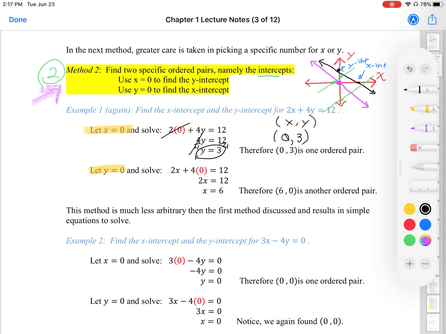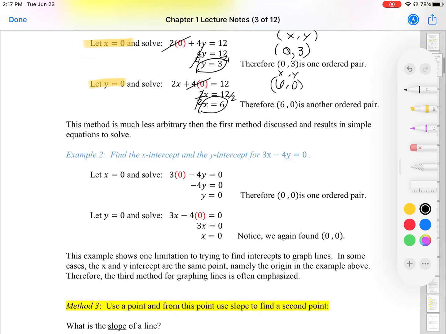Next, to find our x-intercept, let's let y be 0. All right, that's gone. It's 0. So we're left with 2x equals 12. Divide by 2 on both sides. We're left with x equals 12 divided by 2. X is equal to 6. So I have 6 comma 0. So we have 2 points, and these special 2 points are our intercepts.